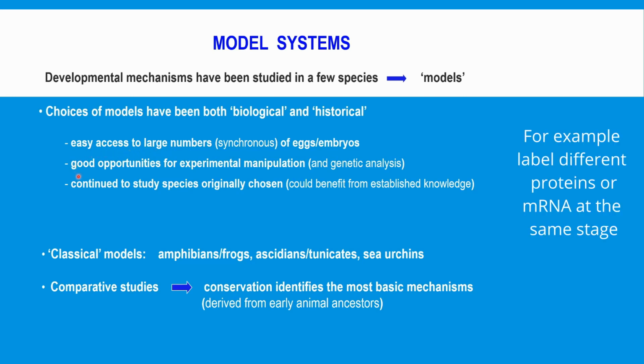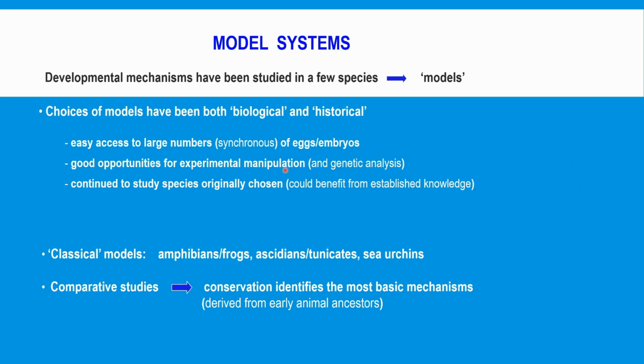A good model should have good opportunities for experimental manipulation, and this can be in part that, for example, the embryo is very large, but at the same time you need to have large numbers of those, so not tiny eggs. But also genetic analysis, so being able to breed them in captivity is important. This guides whether a species would be a successful model, right?